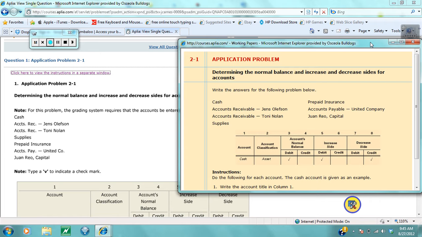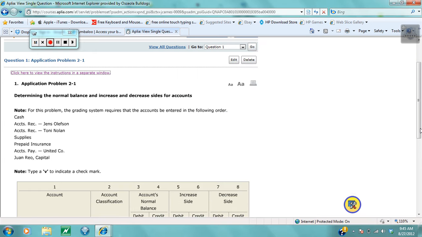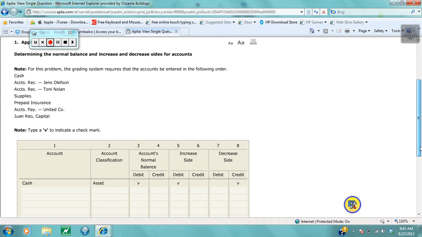When you look at the normal balance side of every liability account, it's a credit. When you look at the normal balance side of every capital account, it is a credit. So it increases on their normal balance side. The first one is done for you. The first one is cash. Hopefully you know that it's an asset account. The normal balance side is a debit, increases with a debit, decreases with a credit.